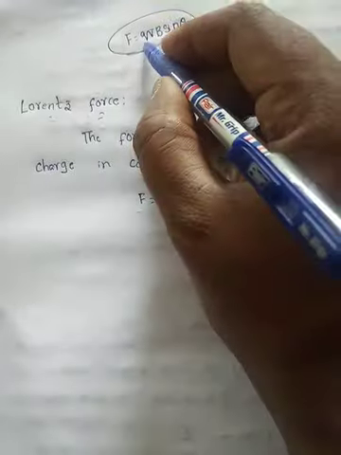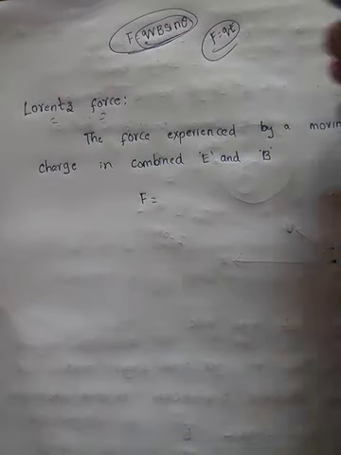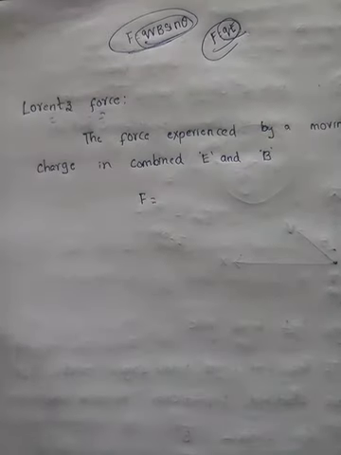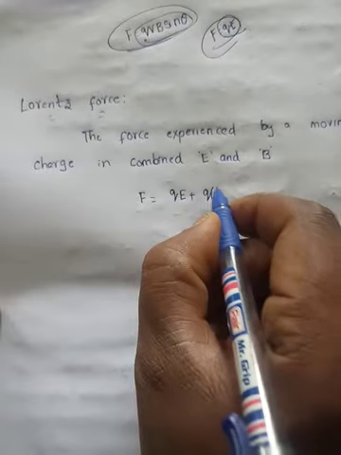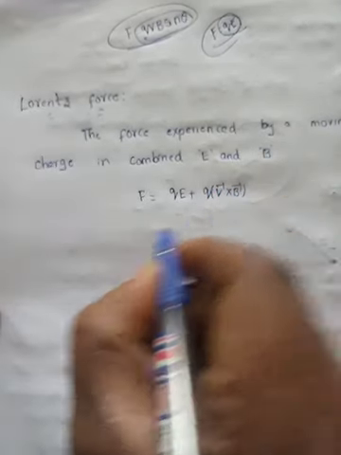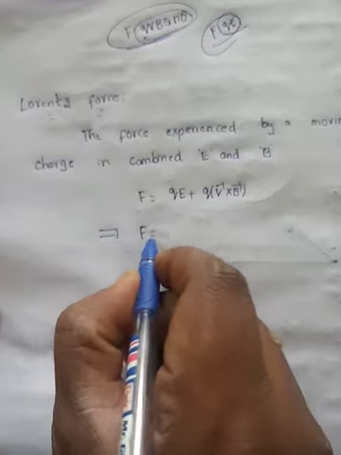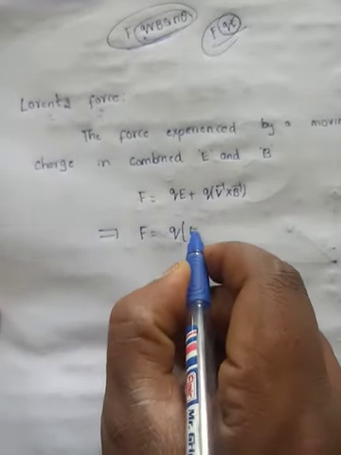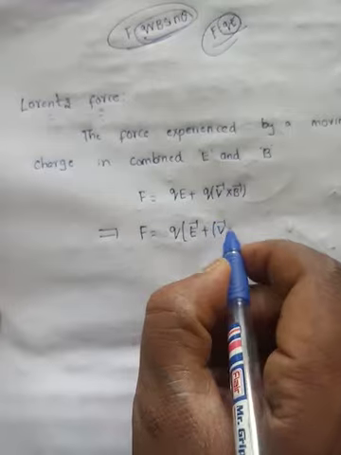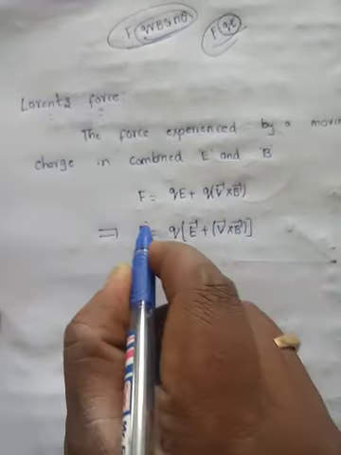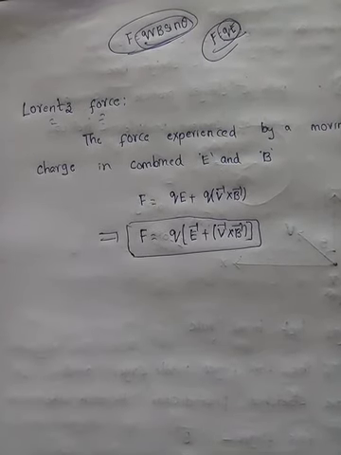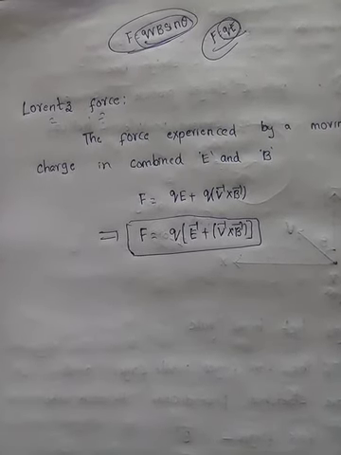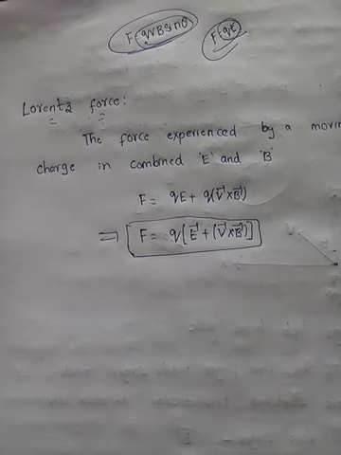In the presence of a magnetic field, what is the formula? QVB sin theta. In the presence of an electric field, what is the force? QE. So, we can write QE plus Q into V bar cross B bar. That implies F equals Q into E bar plus V bar cross B bar. This equation is called the Lorentz force equation, meaning the force experienced by a charged particle in the presence of both electric and magnetic field is called Lorentz force.